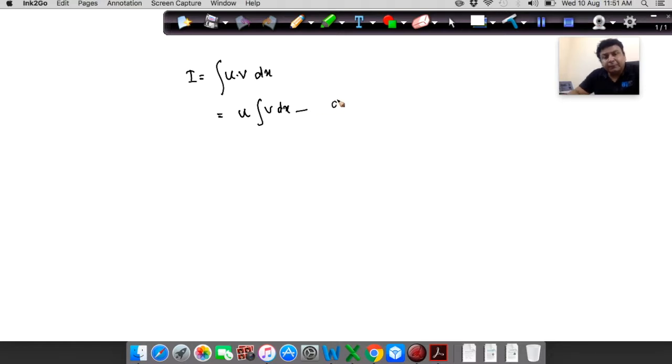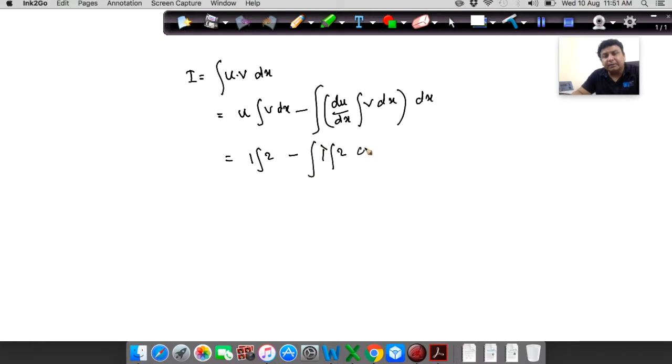minus differentiate the first function, integrate the second function, and whatever comes after multiplication, you integrate that result. Okay, it looks kind of complicated, but when you go through two or three sums, then automatically things will be more clear. So I can simplify this as first times integration of second, minus differentiate the first, integrate the second, and integrate, and this will be your result.